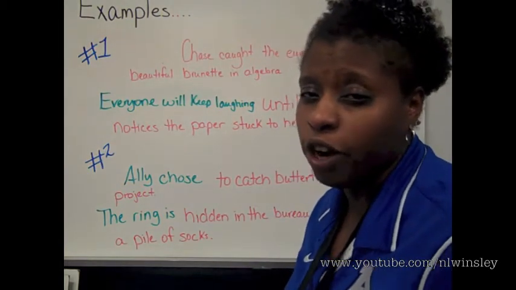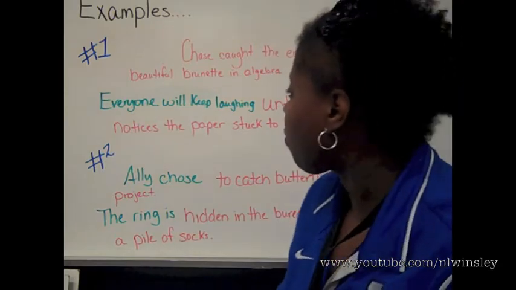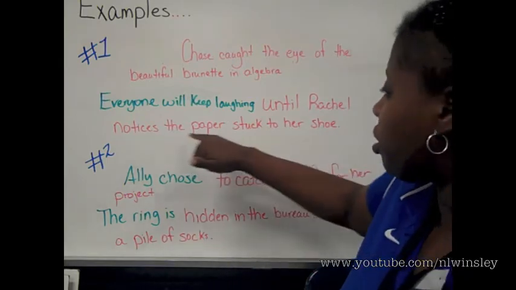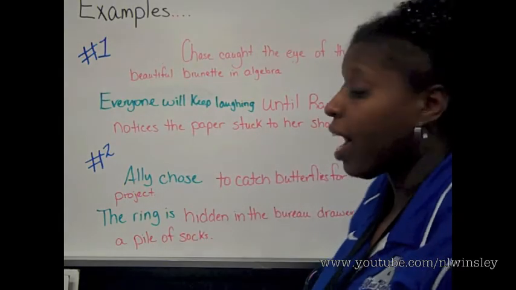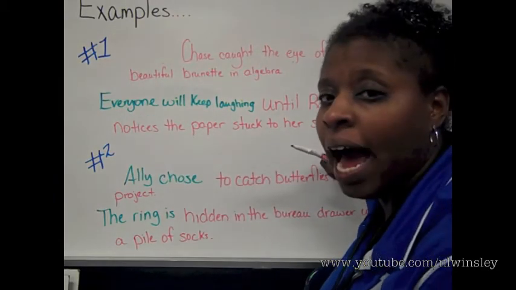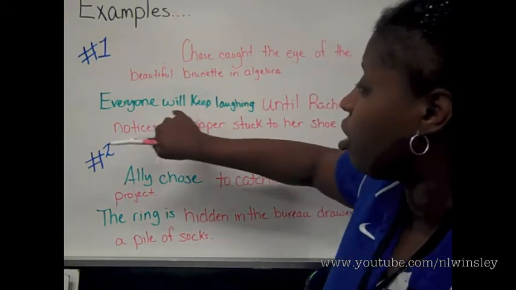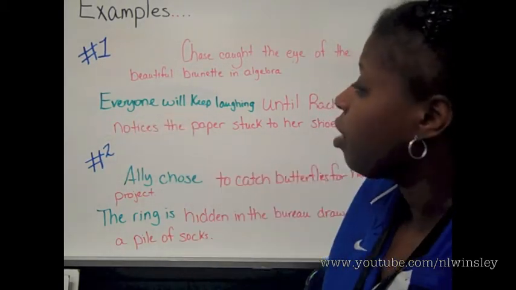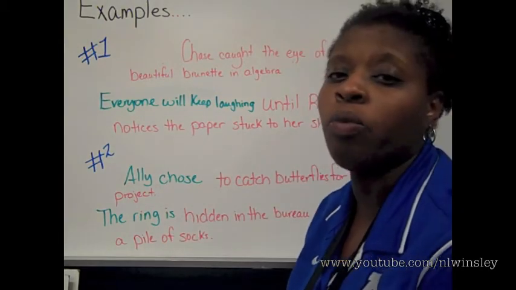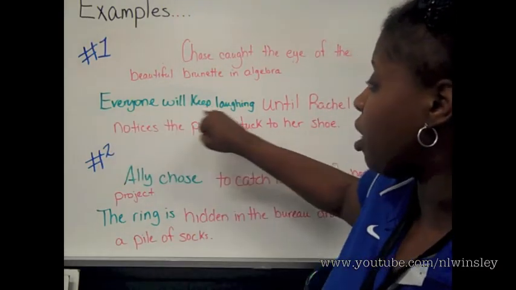All right, let's look at the first way. Let's look at another example using the dependent clause factor. The dependent clause here was until Rachel notices the paper stuck to her shoe. That is my dependent clause. So the second way that I can make this fragment a complete sentence is attach it to an independent clause. Everyone will keep laughing. Everyone is my subject. Will keep what? Laughing. Subject, verb, complete thought.